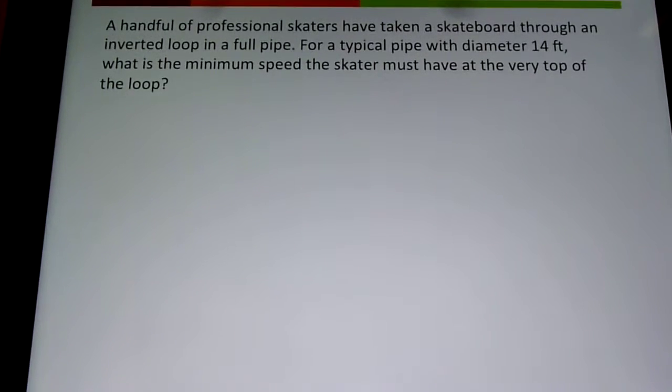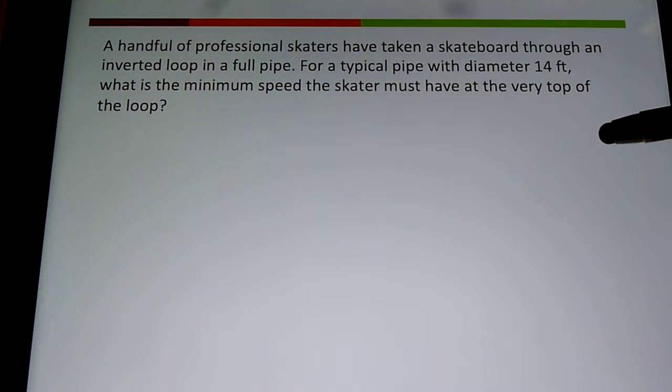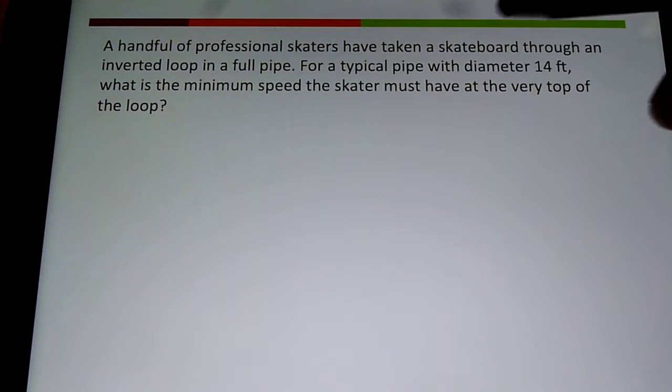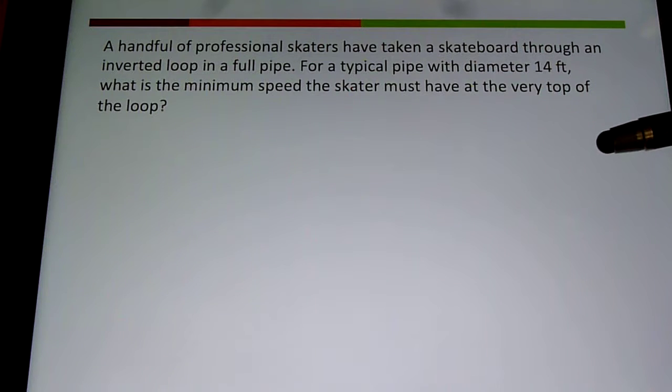Hi everyone, this video is going to be a quick solution of this problem that we did not get a chance to do in class on the 15th, on Wednesday. It involves a skateboarder going through a loop in a pipe, and we want to find the minimum speed that they must have at the very top in order to make it through the loop.